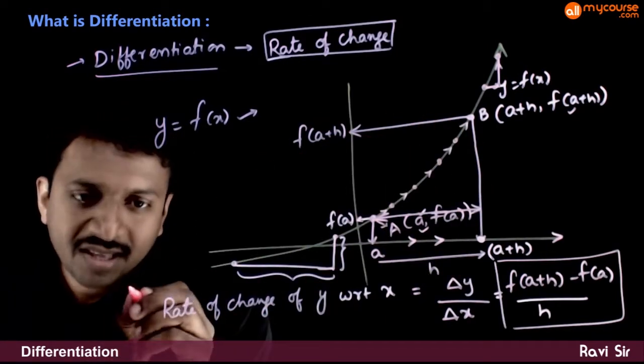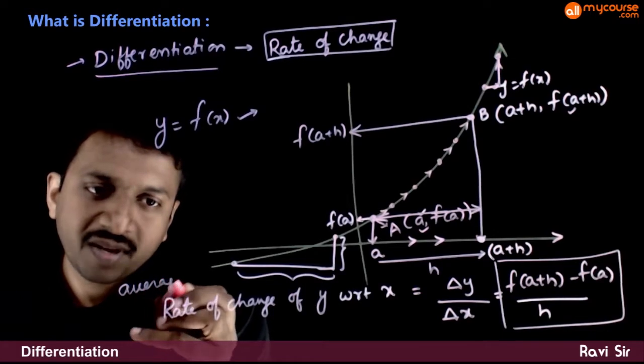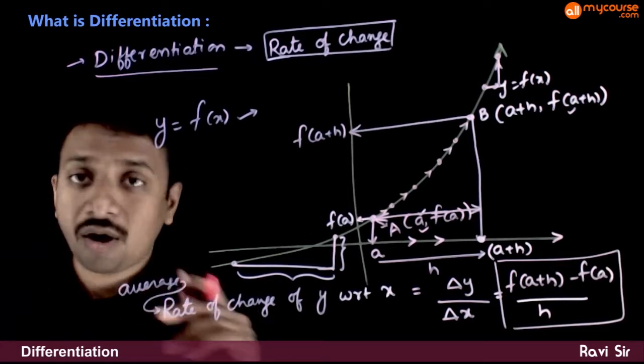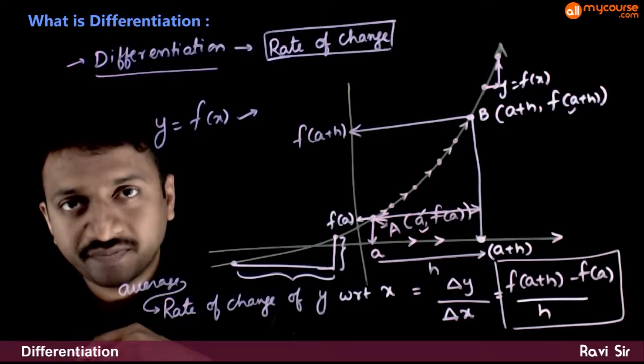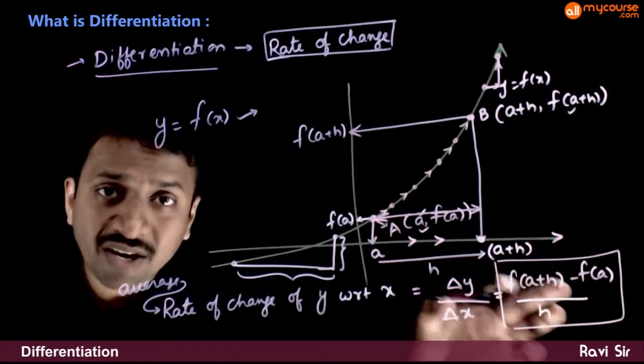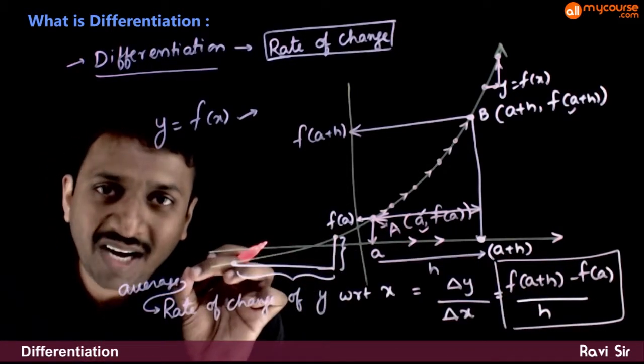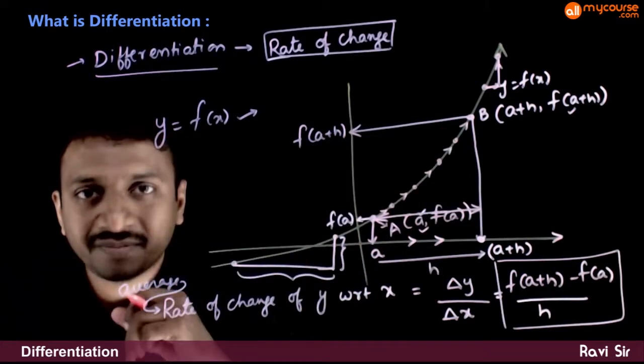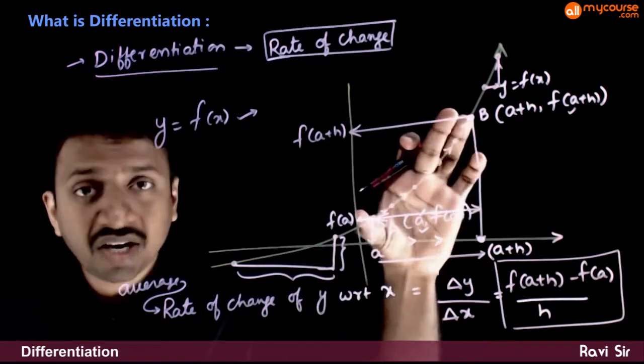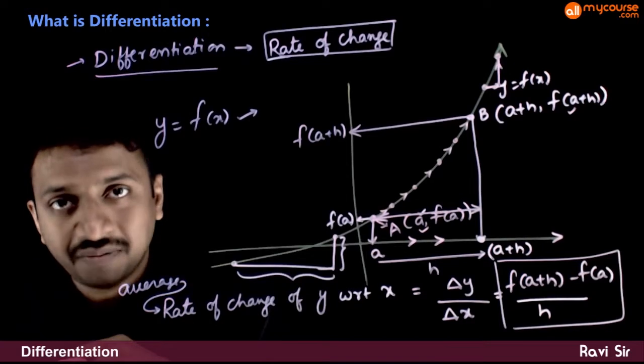So I call this the average rate of change of y with respect to x. So this rate of change is not the rate of change at any particular point. It is the average rate of change between A and B.